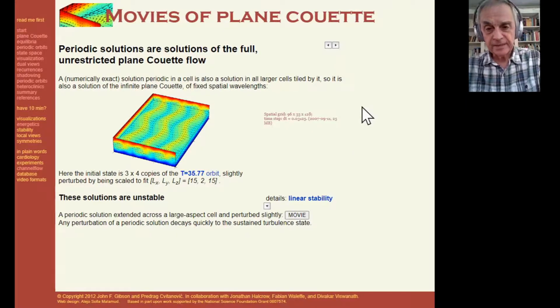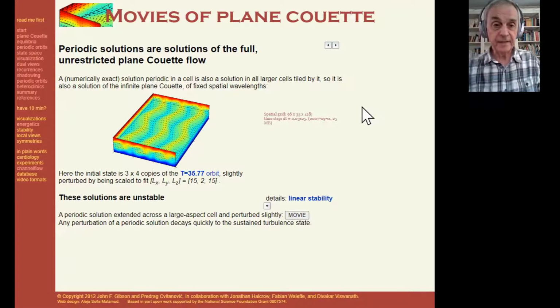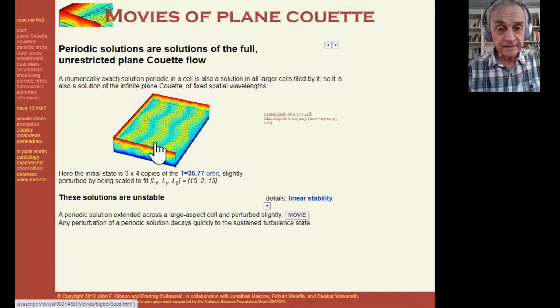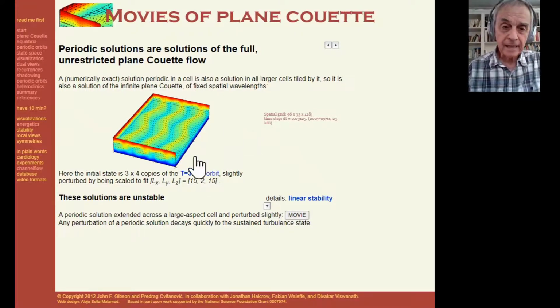So the main thing about these solutions is we computed them in a minimal cell. But actually, they're exact solutions of the infinite system, but they have one peculiar property that they're tiling the infinite system. You can see this here. We have taken 3 copies sideways, or 4 copies downstream of the solutions I've just shown you, one of the solutions. The short one, actually, I haven't shown it to you yet.